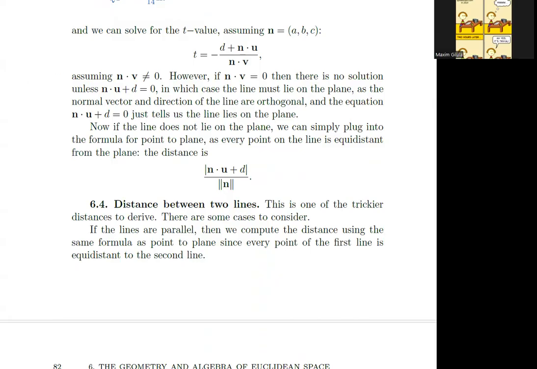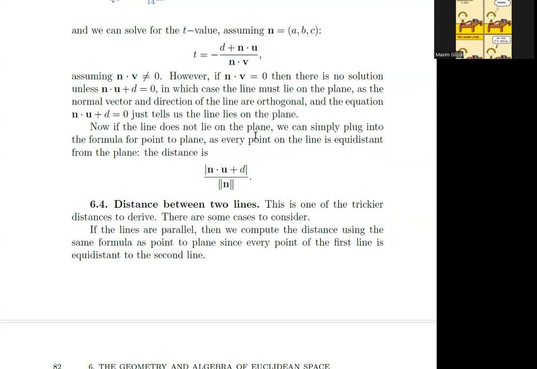That is, the vector in the direction of the line, v, is not orthogonal to the normal vector, n, of the plane, which would mean that the line passes directly above or below the plane, or somehow it just doesn't intersect the plane. Or if it lies in the plane, then that's also a possibility. In that case, we still get a solution. We can't use this formula because we can't divide by n dot v. But if n dot u plus d is 0, then that means u is a point on the plane, which means that now the whole line is on the plane because the direction v lies on the plane.